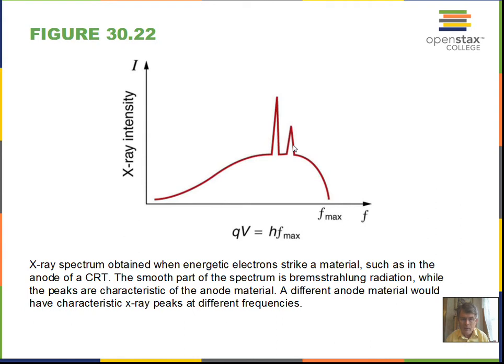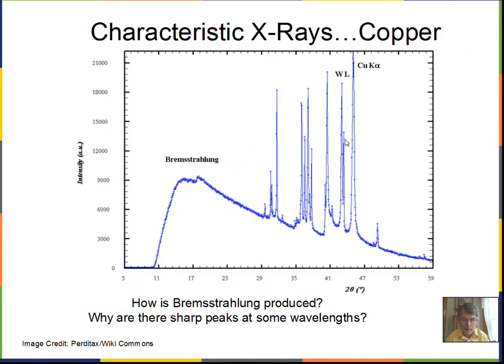So how could we get different frequencies, different wavelengths for different materials? Why might that result? And here's a spectrum with copper as the material, and again the bremsstrahlung. This is a little different scale than the previous slide, but we've got the continuous braking radiation. As the electron slows down, it's accelerating, decelerating, and emitting X-rays. But then we have these characteristic X-rays where the intensity is quite a bit stronger.